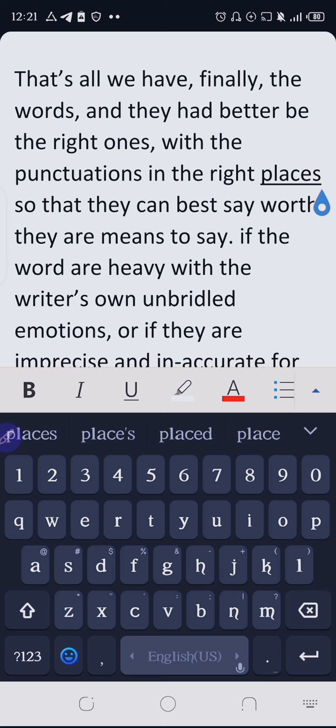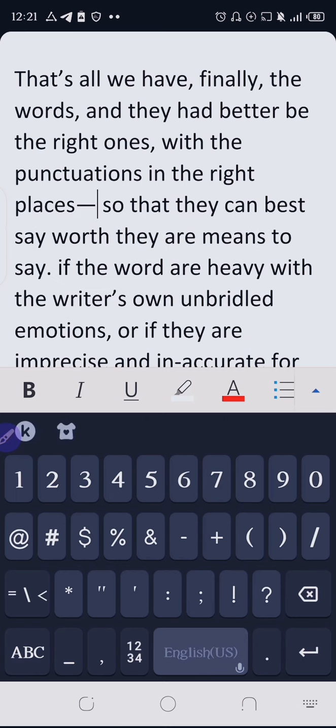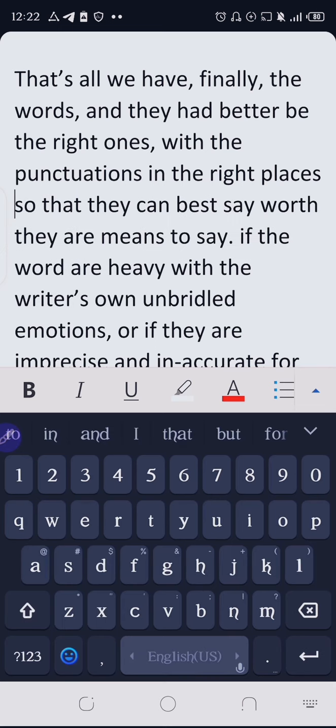So in my own case, I would like to fix a dash here so that we can have a break. But the author, that is Raymond Carver, did not fix any punctuation marks, so that this whole statement reads this way. That's all we have. Finally, the words, and they had better be the right ones with the punctuations in the right places so that they can best say what they are meant to say.